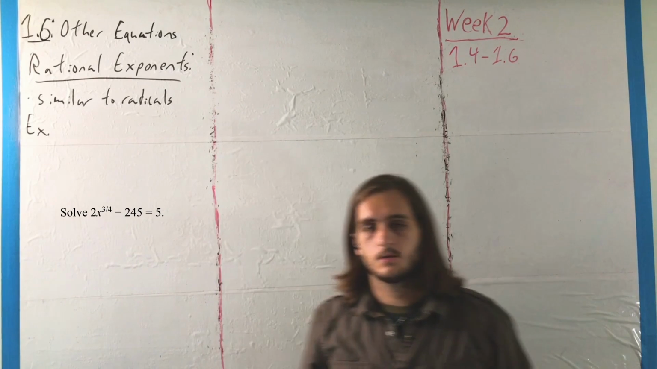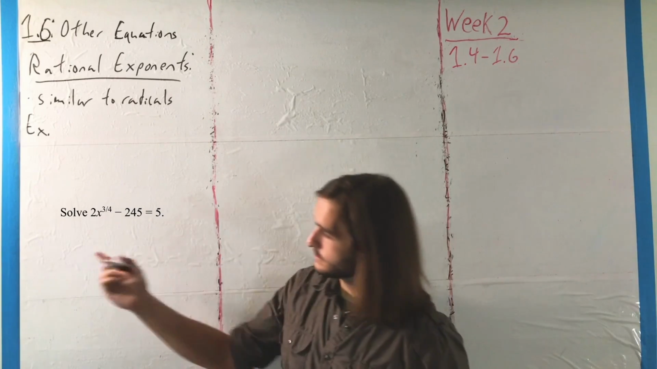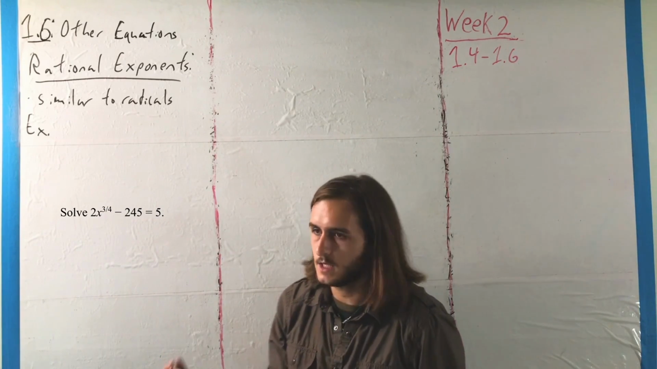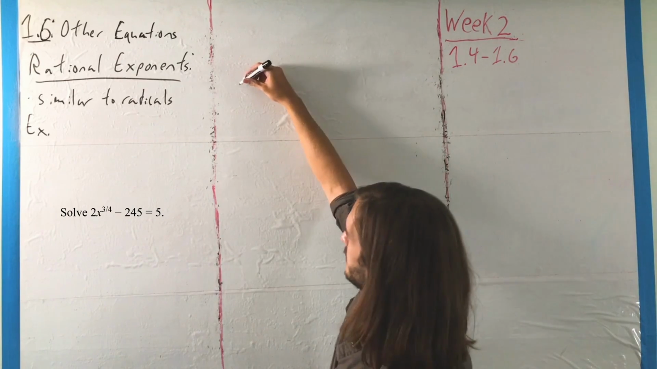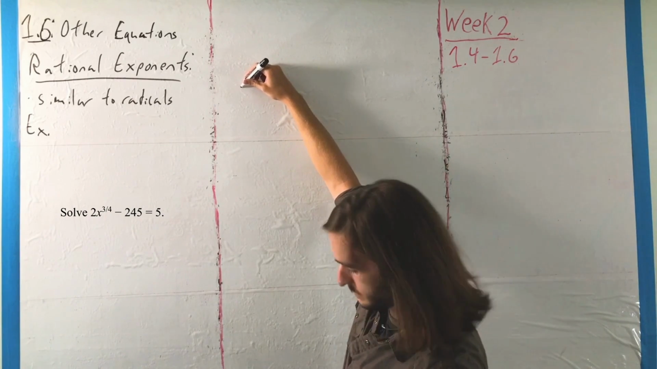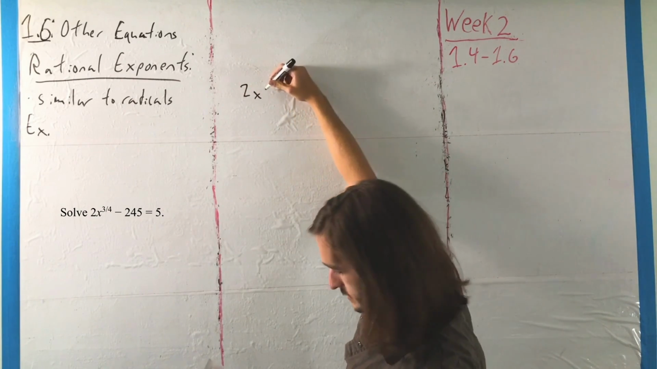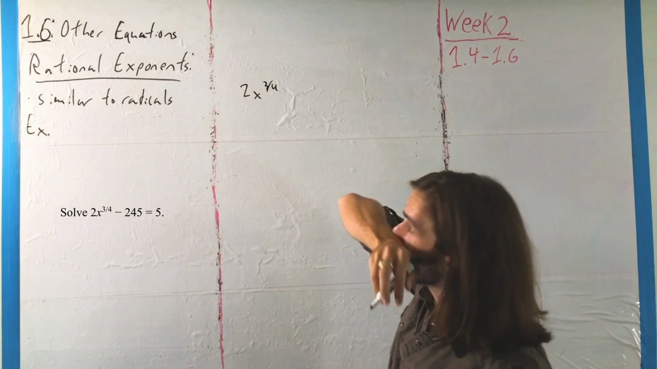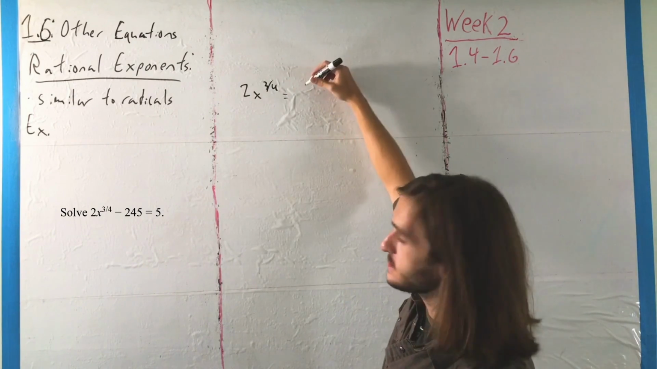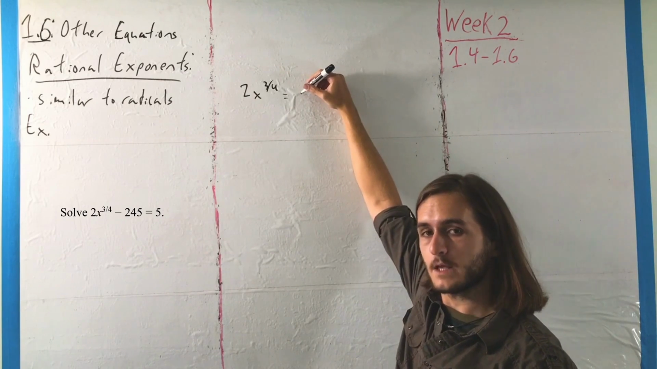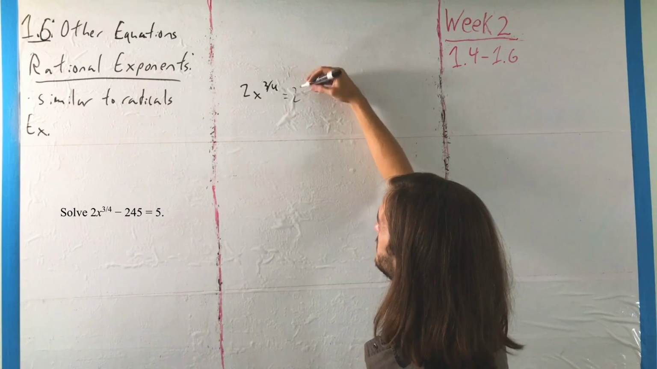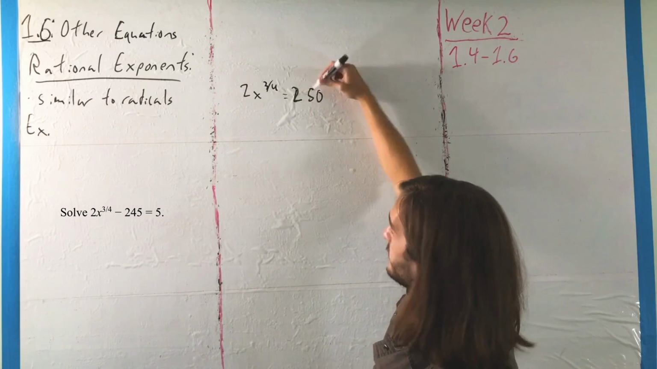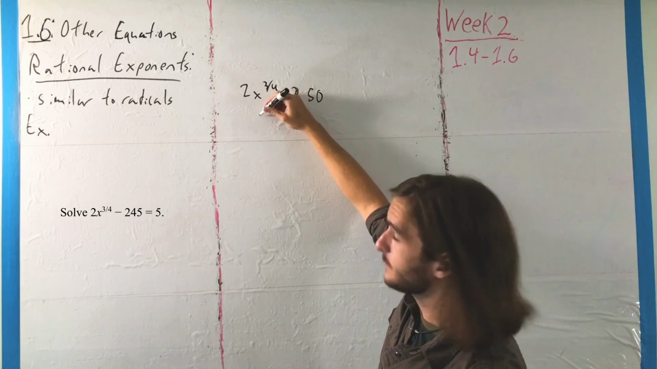So when we were dealing with radicals, what we liked to do was to move stuff around to get the radical alone on one side, and we're actually going to do the same thing here. We're going to take that 245 and add it over, so we will have 2x to the 3/4 is equal to 245 plus 5. So, that's 250. Then we'll divide out the 2.